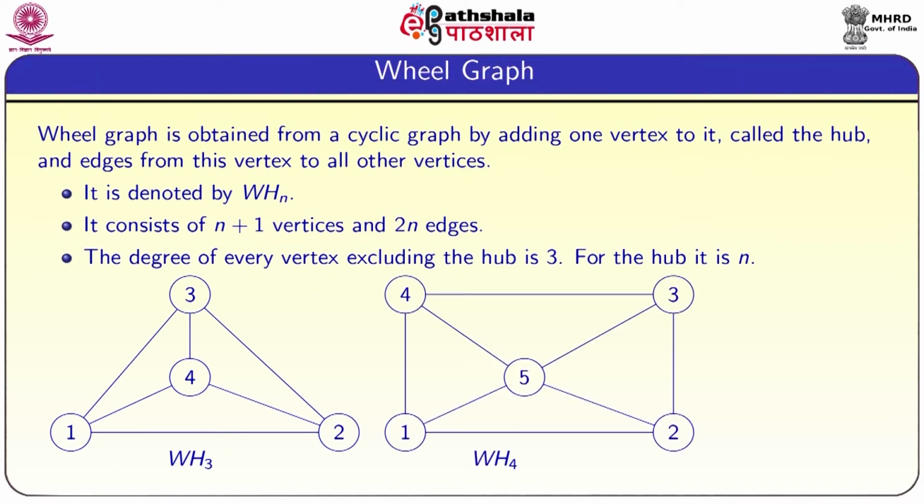Look at WH4. It is constructed from the cycle graph C4 with 4 vertices 1, 2, 3, 4, and the hub is 5. There is an edge from the hub 5 to all other vertices 1, 2, 3, 4. So the degree of vertices 1, 2, 3, 4 is 3, whereas the degree of vertex 5 is 4.